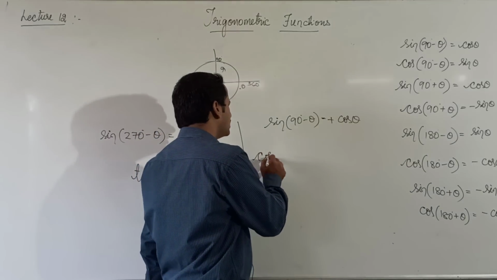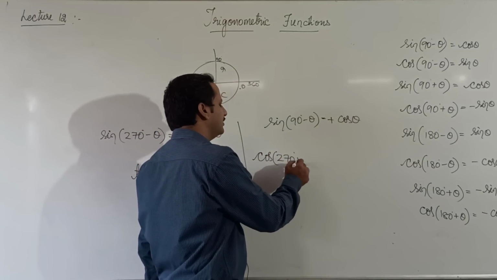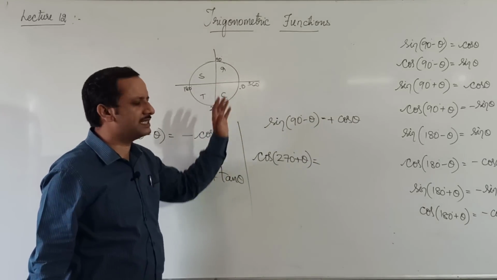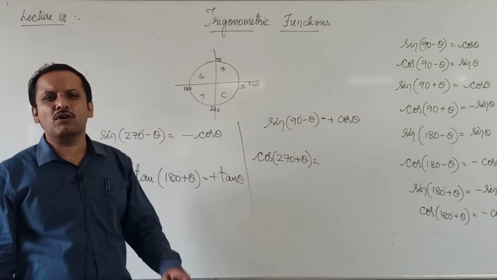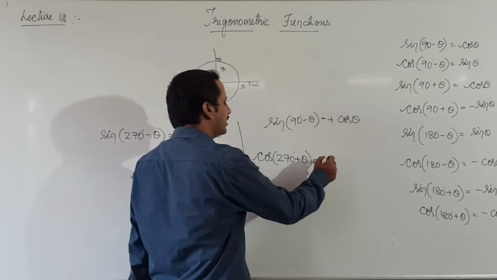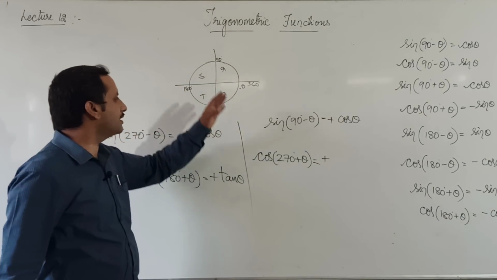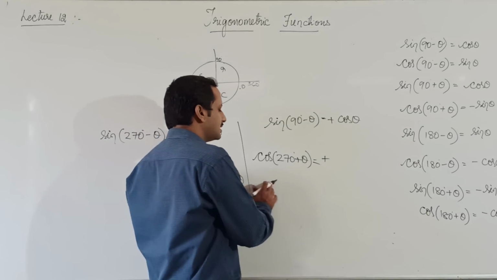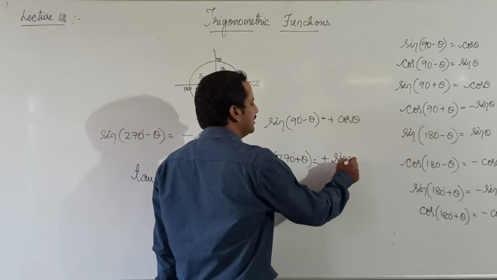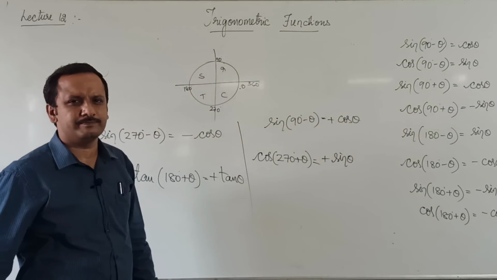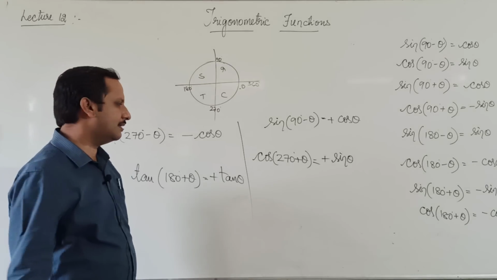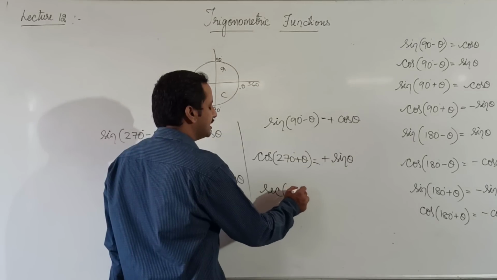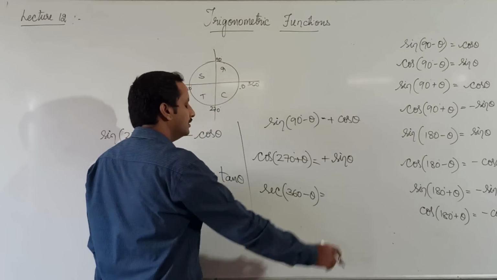Then say cos 270 plus theta I want. 270 plus theta is in the fourth quadrant. In the fourth quadrant cos is positive. Okay. Plus. Then 270 degree is the vertical line. Write its co-function. For cos, the co-function is sine. Sine theta. Is it clear?